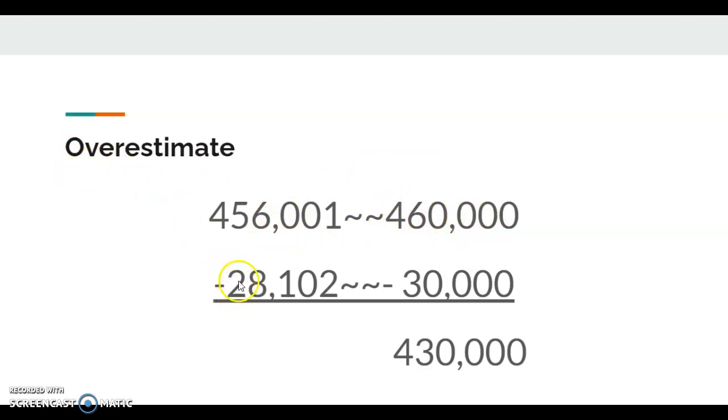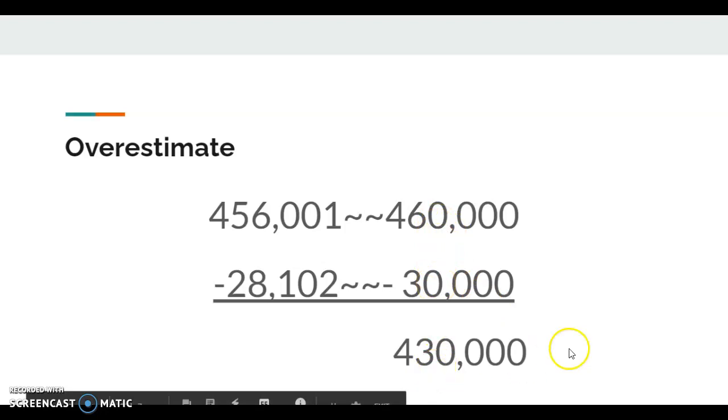Down here, I'm looking at the 2, but I look next door. That's 5 or more, so this 2 becomes a 3. So this number rounds to 30,000. And then I do my operation. 460,000 minus 30,000 is 430,000. That is an overestimate, meaning the real answer is going to be less than 430,000, but it still should be close to it.